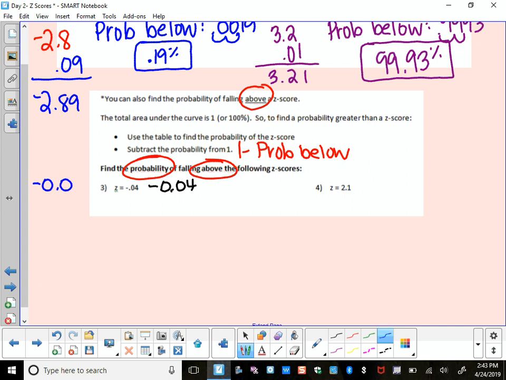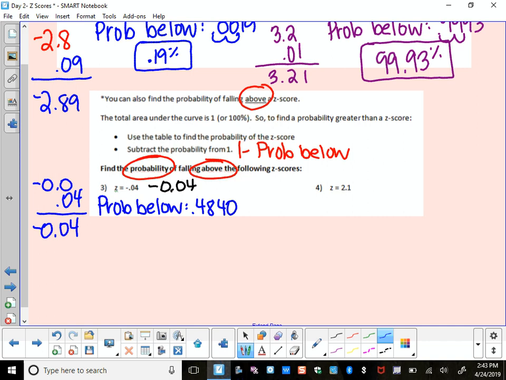These are normally the trickier ones. And then at the top of your Z table, you're looking for what number? 4. Yep, 0.04. Okay, you guys let me know, what do you get for your probability below, which is straight from the table? What'd you get? 0.4840? Okay, but that's our prob below.